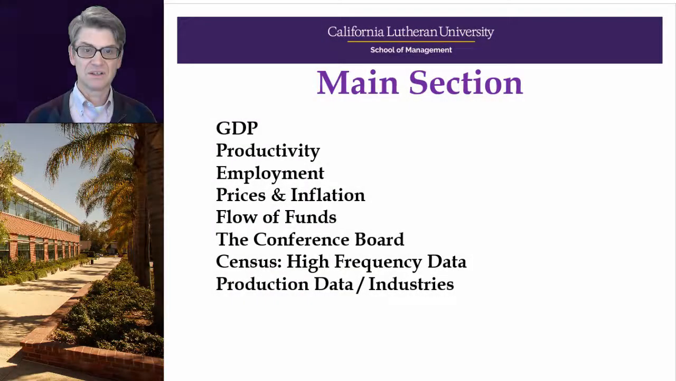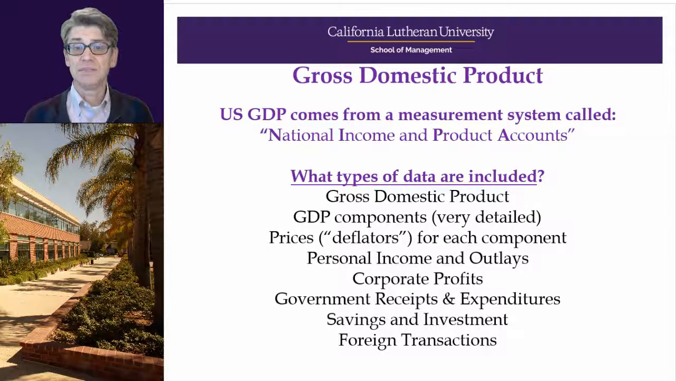Okay, so we're going to talk about a variety of major topics of economic indicators: GDP, productivity, employment, prices and inflation, the flow of funds, the Conference Board, census high-frequency data, and production data, or industrial sector data. Let's start with GDP.